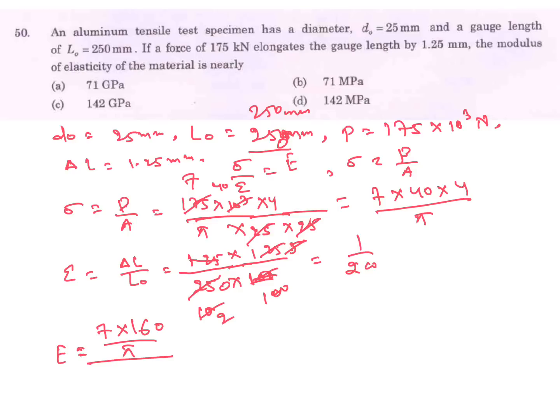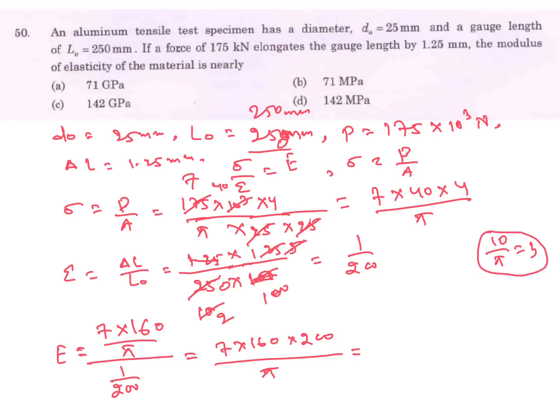By 200 means it will multiply. 7 into 160 into 200 by pi. If we calculate this one, 10 by pi, you take approximately 3. So if you calculate this one, we will get 67.2 Newton per mm square or megapascal.